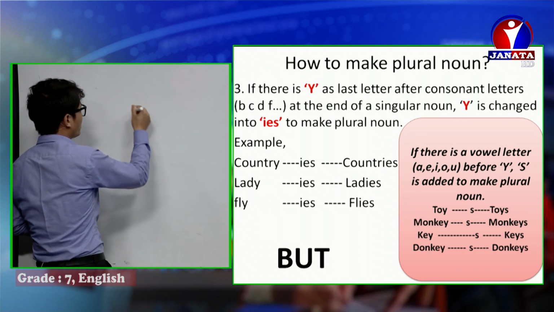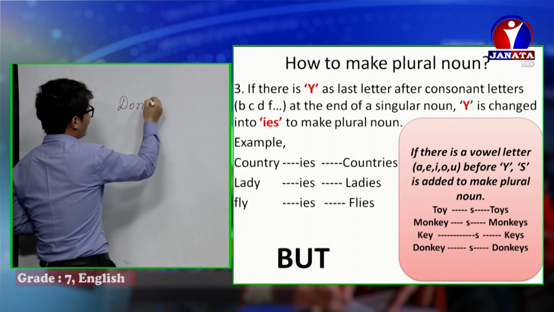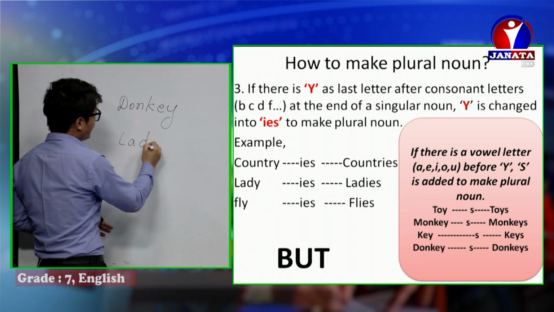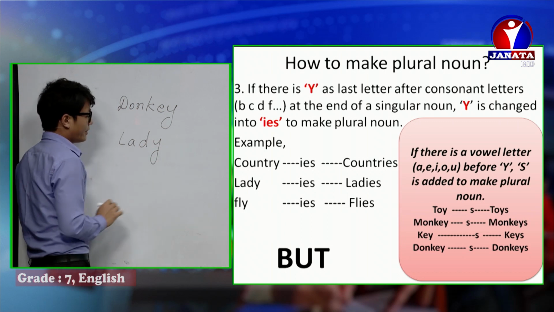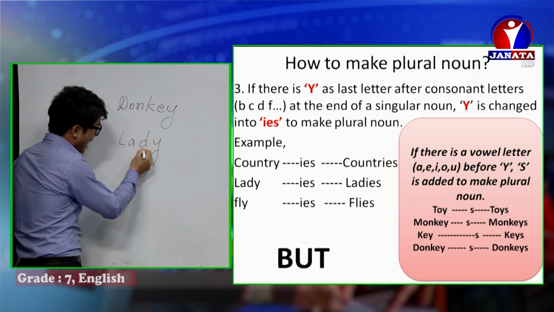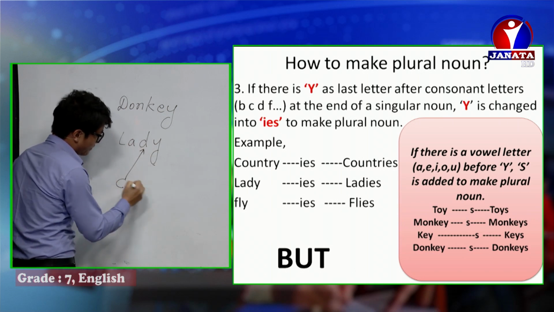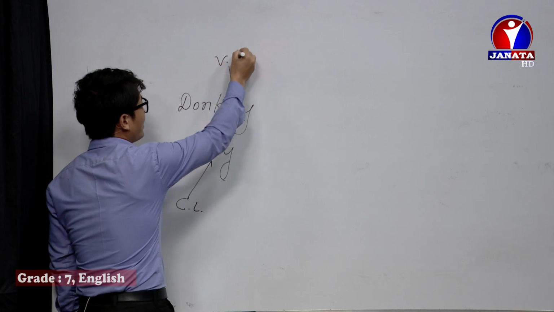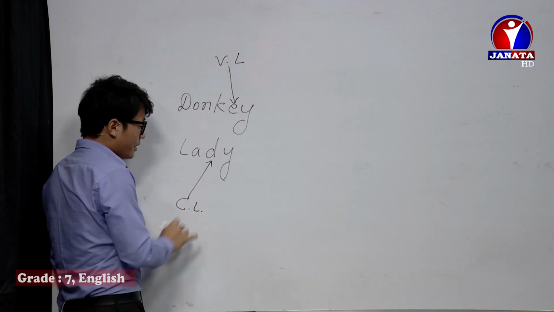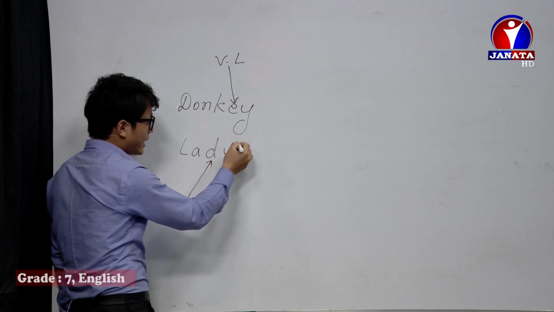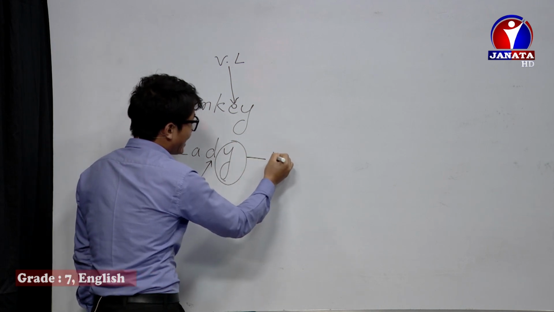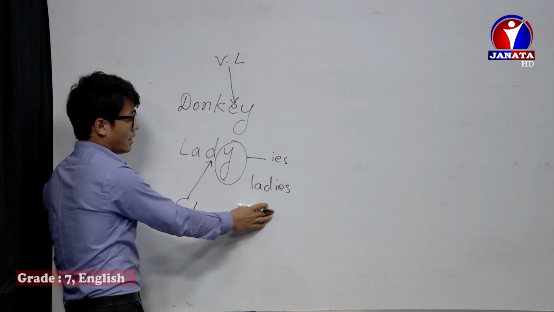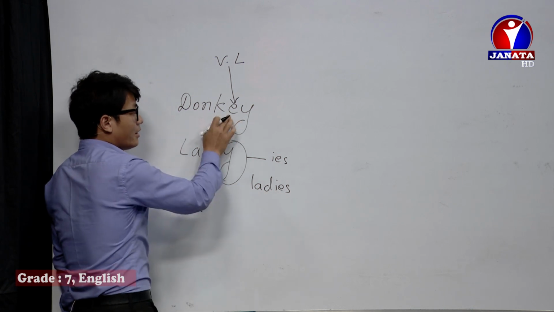So let me now take the help of a whiteboard and show you more examples. D-O-N-K-E-Y. I think you can say it very well. And another is L-A-D-Y. Now see here, let me repeat it. Before Y, here is a D, and this D is a consonant letter. Before Y, here is E, and this E is a vowel letter. So according to the rule, if there is a consonant letter before Y, then we need to change this Y letter into I-E-S, and it becomes L-A-D-I-E-S, ladies. Lady, ladies.